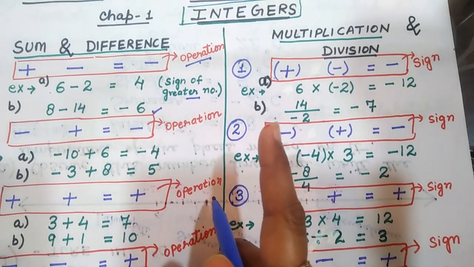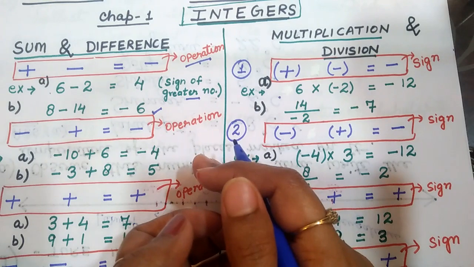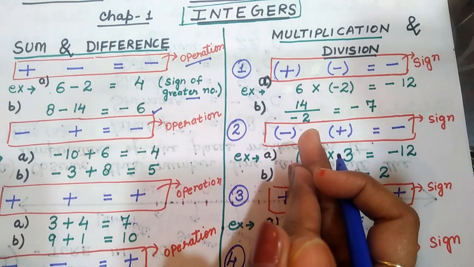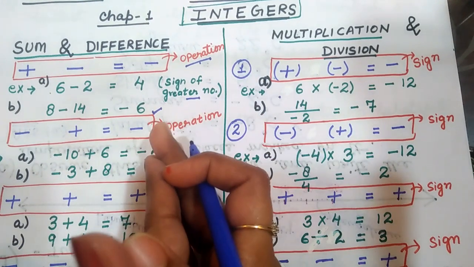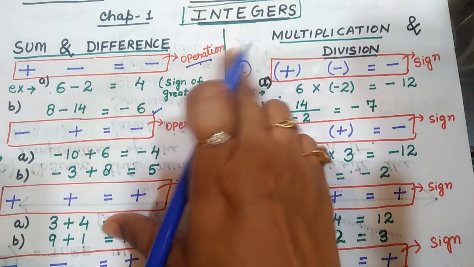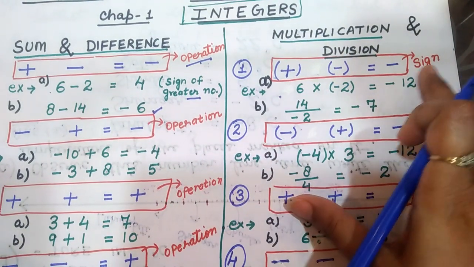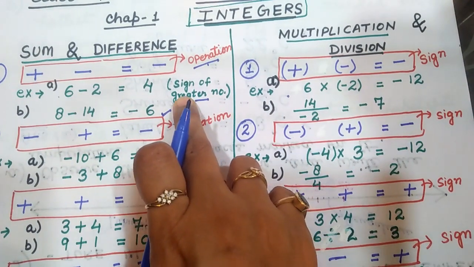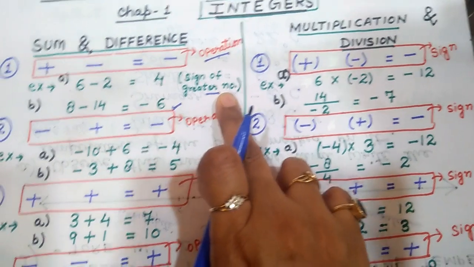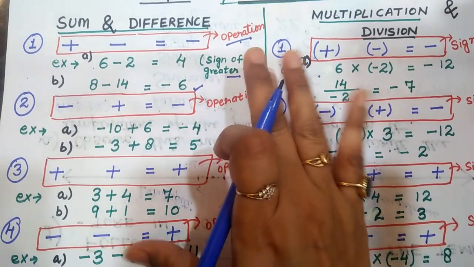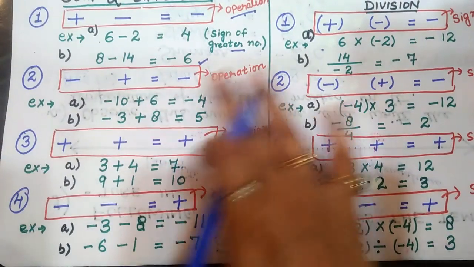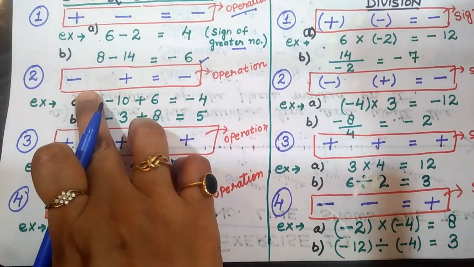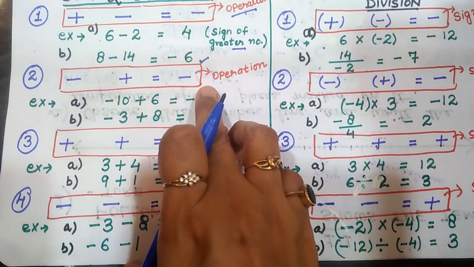The rule is the same, but it operates differently when we are adding and subtracting versus multiplying and dividing. While adding and subtracting, it means this is the operation. While multiplying and dividing, it means to see the sign, to put the sign. For putting the sign with plus and minus, we always see the greater number. This is the same in every rule. Second rule is minus plus is minus, meaning one is a negative integer, one is a positive integer. Then again we will do subtraction.